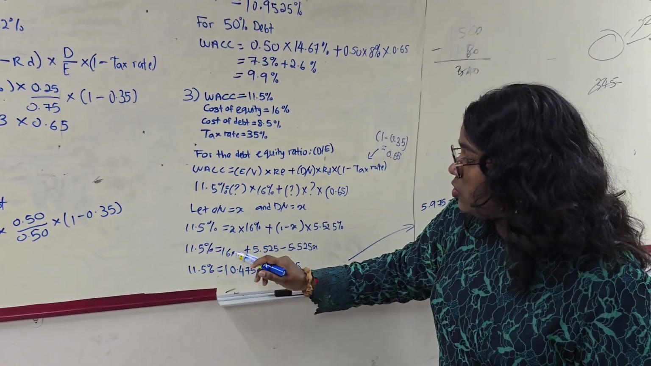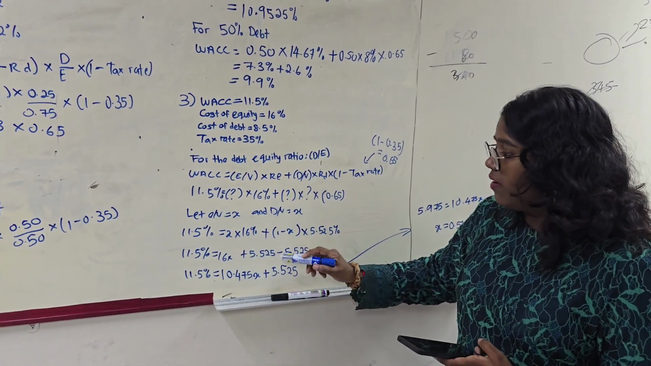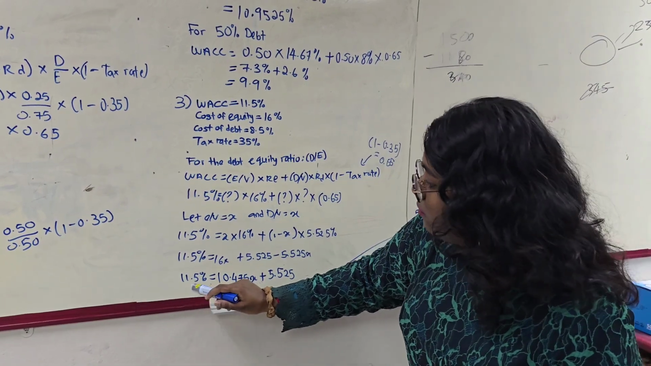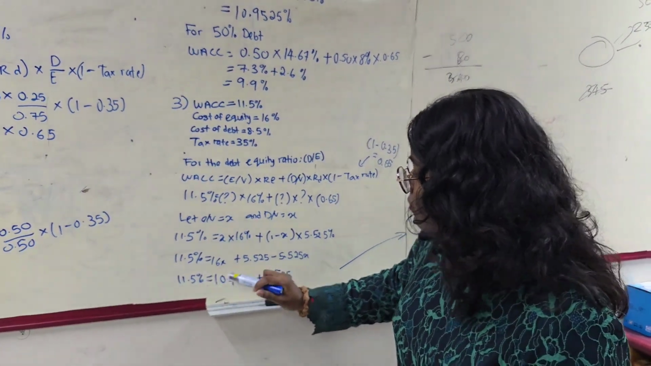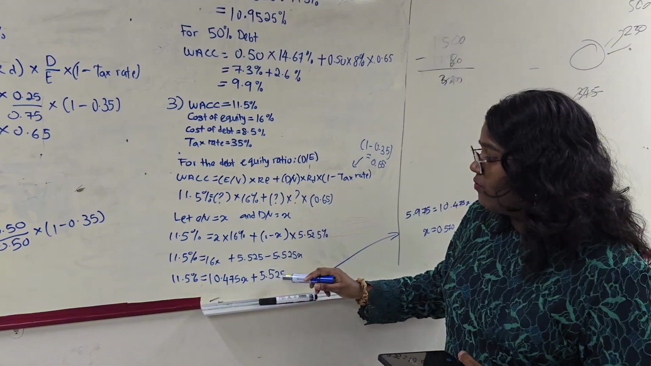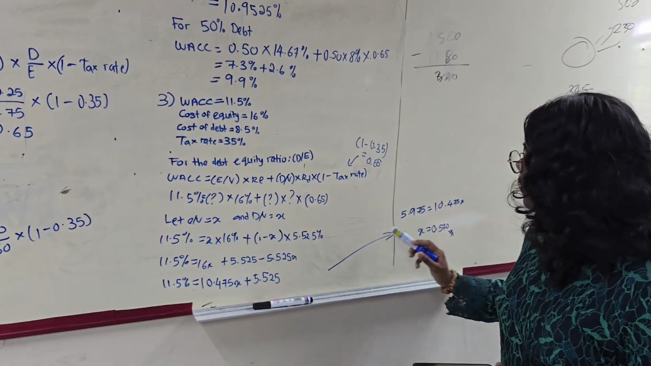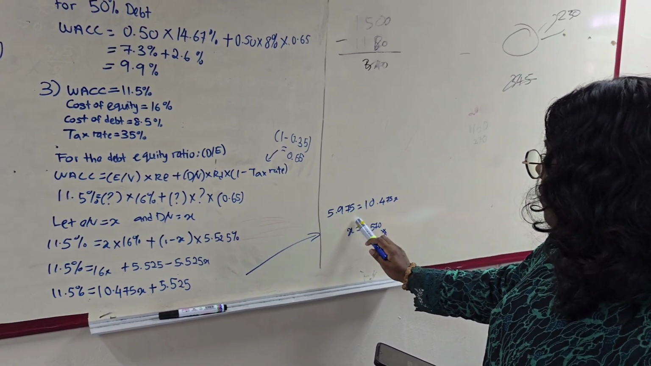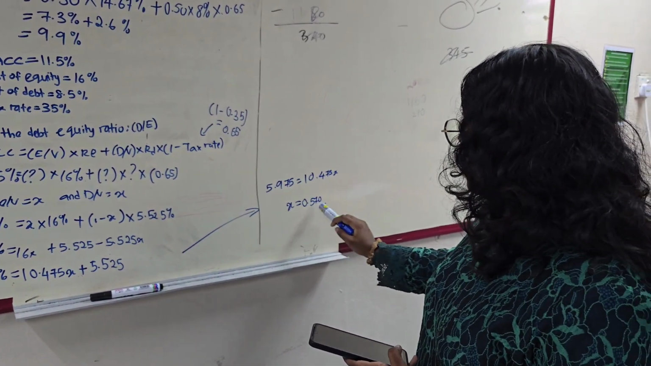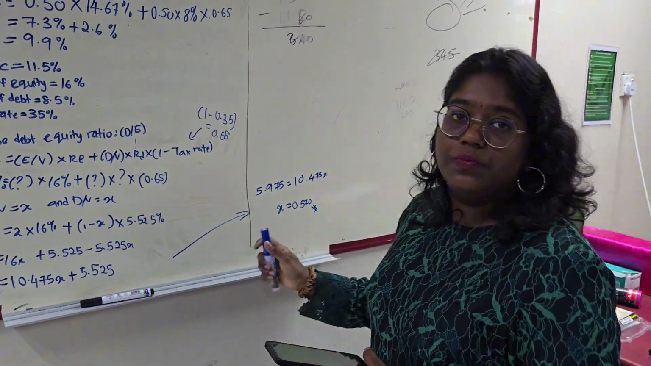11.5% equals x times 16% plus 1 minus x times 5.525%. So 11.5% equals 16x plus 5.525 minus 5.525x, which equals 10.475x plus 5.525. Eventually we can evaluate 5.975 equals 10.475x, so x equals 0.570.